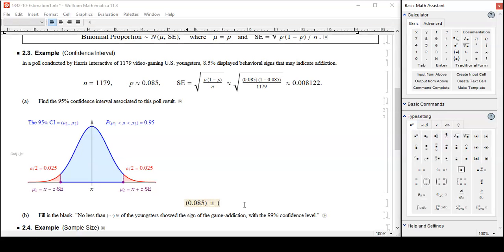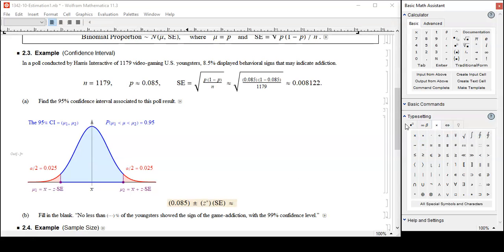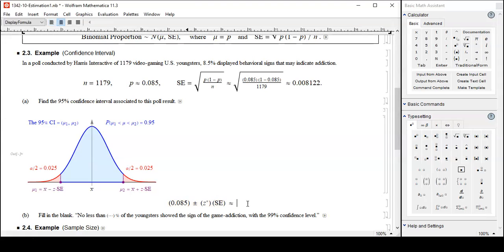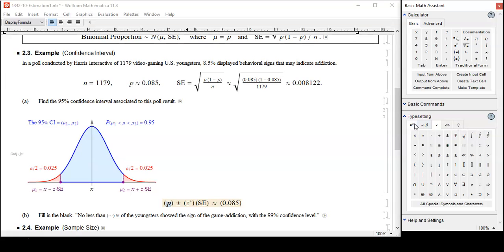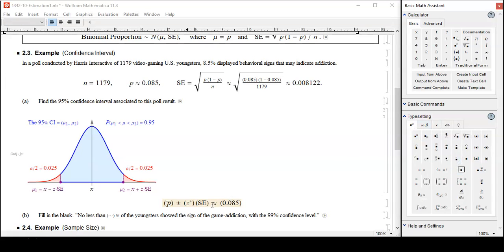And then what is the margin of error? Margin of error, do you recall, is the z-score times the standard error. Recall that. We established it from section 1, which is 0.085. As a matter of fact, here, let me just use symbolic expression. Observed proportion, so let me use p here, and then the p value is 0.085, yes.